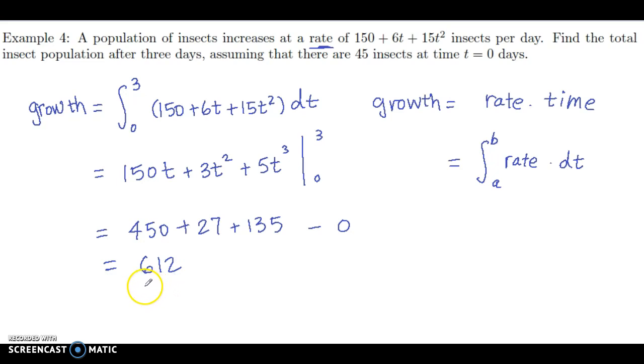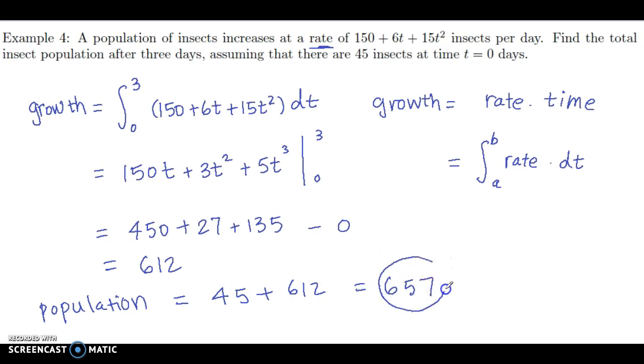However, it asks you, what is the population at the end? The population will equal the beginning plus the growth, and it will be 657 insects at the end.